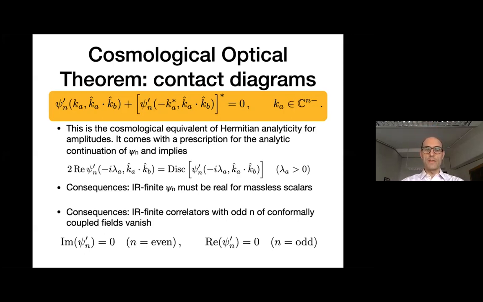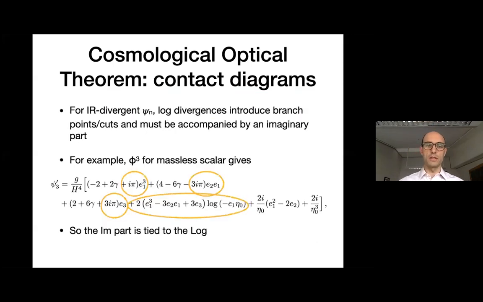For all IR finite correlators with any number of conformally coupled fields, the wave function has to be either real or imaginary, depending on whether you put an even or an odd number of conformally coupled fields. So in particular, if you take any correlator with an odd number of conformally coupled fields with any interactions, that's 0. The correlator is 0 because the correlator is the real part of the wave function. And this is a consequence of unitarity.